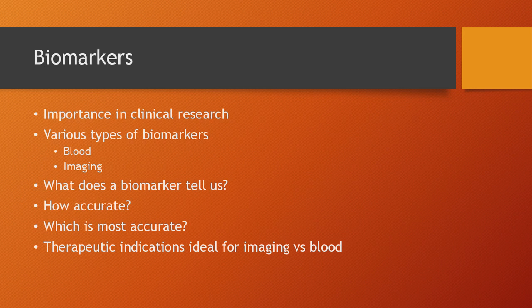Blood biomarkers are simply giving us a number, I would say. And imaging biomarkers are resolved in space. That means that we can see where the biomarker is augmented. For example, in a liver, we can see where there is a high fat concentration or where there is a high iron concentration.